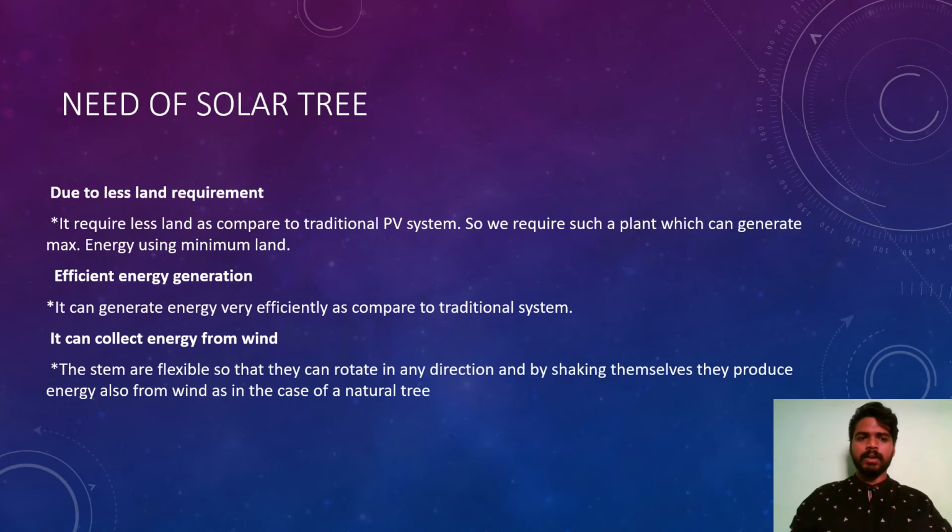Need of solar tree. Due to less land requirement, it requires less land as compared to the traditional PV system, so we require such a plant which can generate maximum energy using minimum land. Efficient energy generation. It can generate energy very efficiently as compared to the traditional system. It can collect energy from the wind. The stems are flexible so that they can rotate in any direction, and by shaking themselves they produce energy from the wind as in the case of a natural tree.